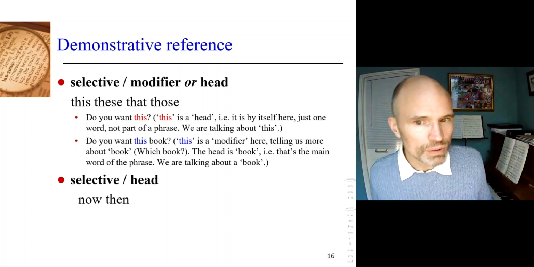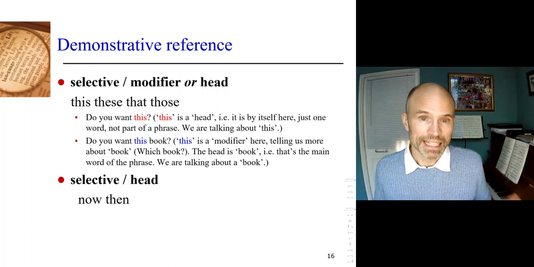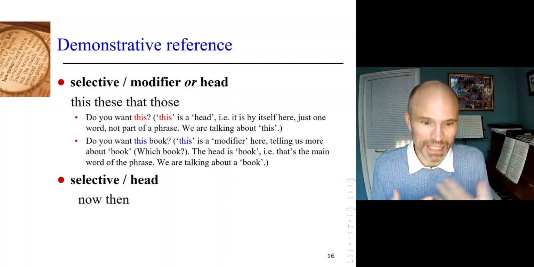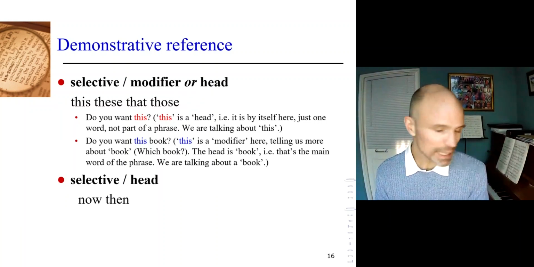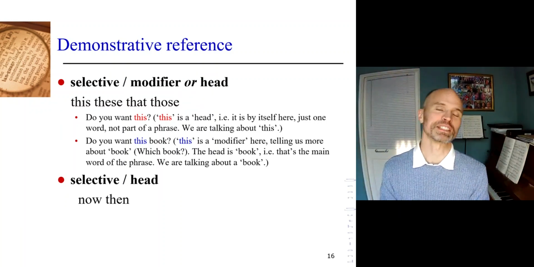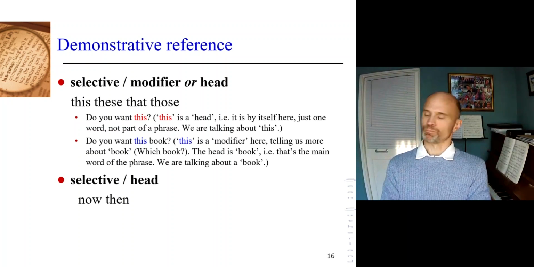Now and then is also selective, right? But it's a selection in terms of time. Now refers to time close to me, in fact, immediately. Then refers to any other time except for now. It can be in the future, right? I'll see you then. It can be in the past. We had a good time then.